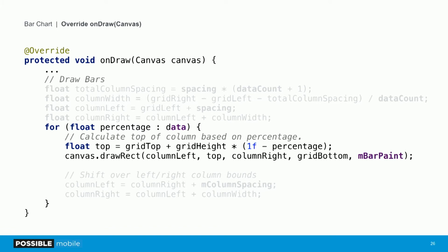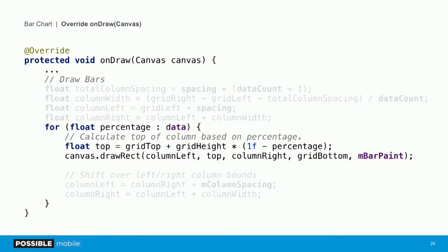So in that case, 1 minus 100% is just going to be 0, so our top will just be the top of the grid. Then if we want to show an empty bar, in that case our percentage will be 0, so it's going to be the top of the grid minus the height of the grid, which means our rectangle has no height. And then every value in between is accounted for.